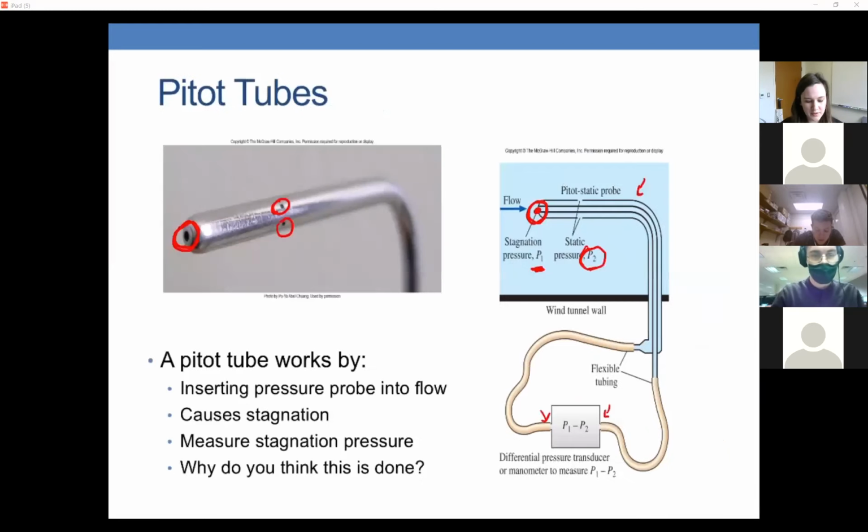Which, if we look at this tube, what is that? That's like a centimeter. It's very small. The difference between there and there. And yes, there are multiple holes around there, and that's just to make sure we have the nice equilibrated pressure.